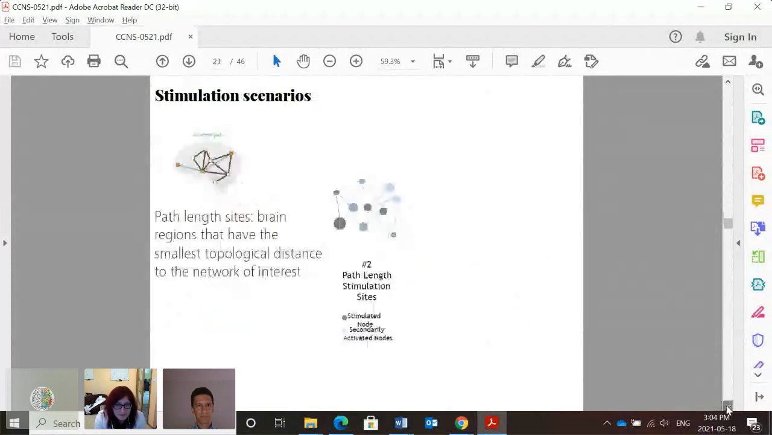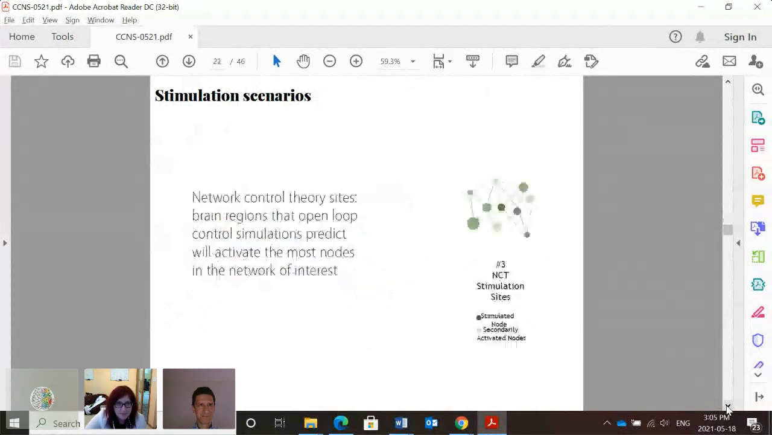Scenario 2, we chose a path length based approach because really you should keep things exactly as complicated as they need to be and no more. So let's try something simple. Why would we need the control approach if something more simple worked? So we chose regions that had the shortest path lengths to the subnetworks that we're interested in stimulating. If we're looking at the sensory motor network, we would select the node that is closest to all of the nodes within the sensory motor network.